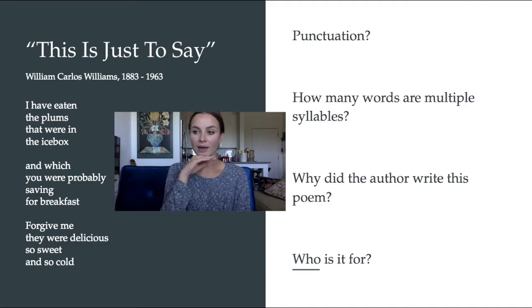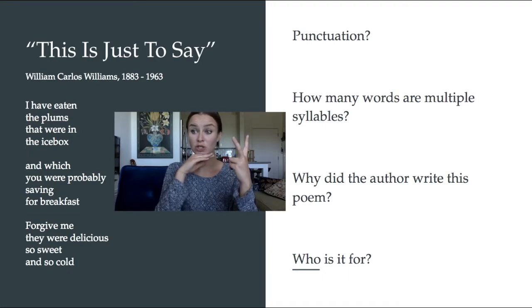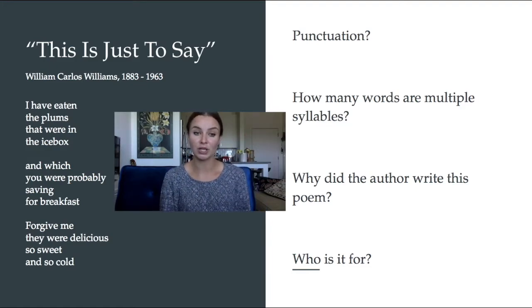How about how many words are multiple syllables? Okay, I have eaten the plums that were in the icebox and which you were probably, oh, there's a 3-1, saving for breakfast, more twos. Forgive me, they were delicious, 3, so sweet and so cold. The majority of the words were one syllable. And although that doesn't always mean they're less complicated, it does tend to point to the fact that the language in this poem is actually pretty readable. Most people know these words, except for I wouldn't call it an icebox, maybe a freezer.